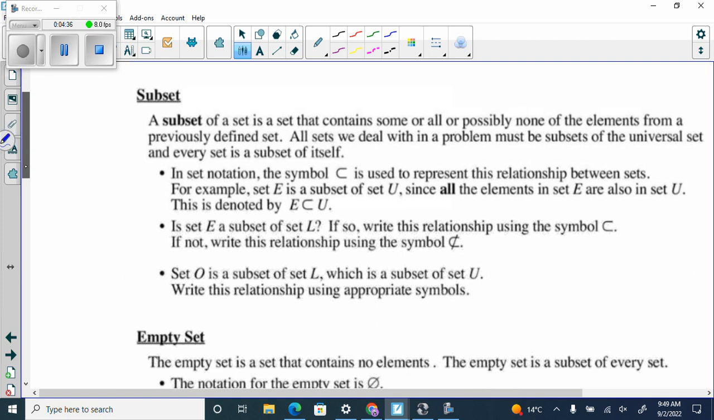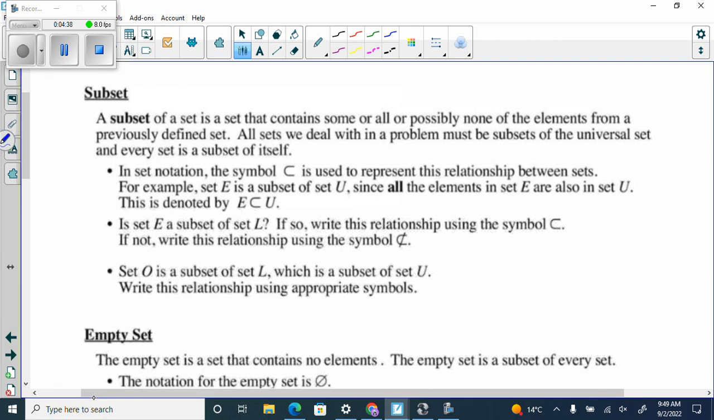Now, subset. Can you go to your formula sheet for a second? I want to remind you what's on your formula sheet.